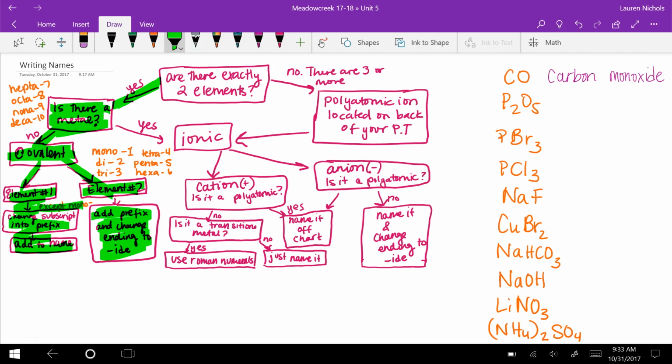So if we do the same thing for phosphorus, 2 oxygen 5, P2O5. Okay, we know our first compound, phosphorus and oxygen are both nonmetals, so I'm going to be over here in these covalent compounds. So it would just be diphosphorus pentaoxide.